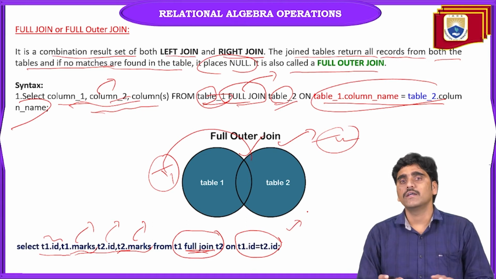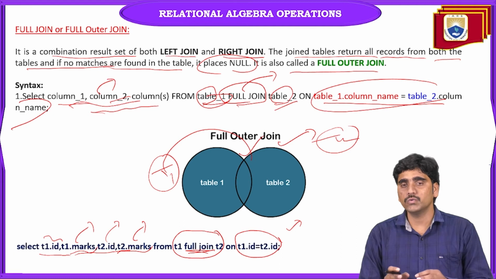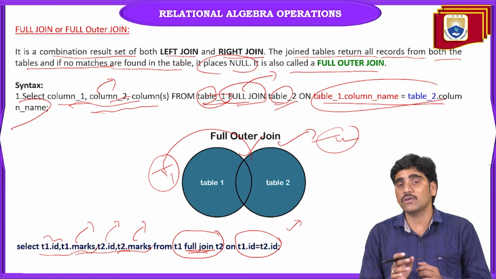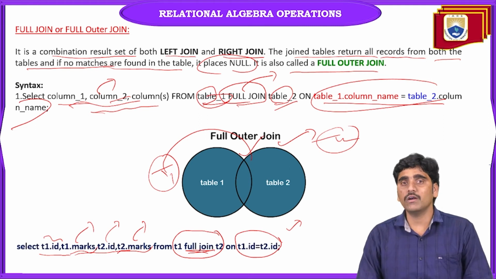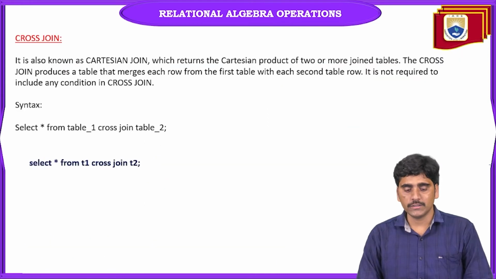It combines the two tables and displays all the values. If any non-matching values are present, then it displays null. If matching values are present, then it displays them as they are. So this is about full outer join. And the next one is what?